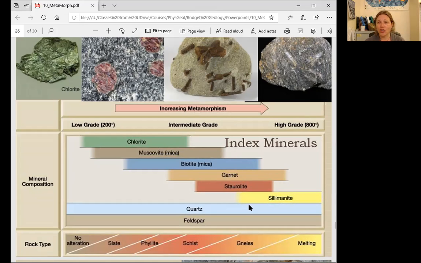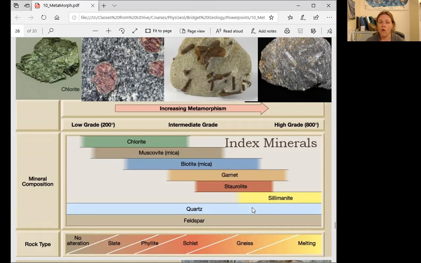Other minerals are not good index minerals because they are stable over a really wide range of temperatures and pressures. Things like quartz and feldspar are so common in the environment because once they form, they don't change very readily. They stay very stable over this wide range of temperatures and pressures. So seeing quartz or feldspar minerals in a rock doesn't tell us very much about the rock, because that rock could have formed in a variety of locations. But index minerals can help us narrow down the conditions where a particular rock formed.